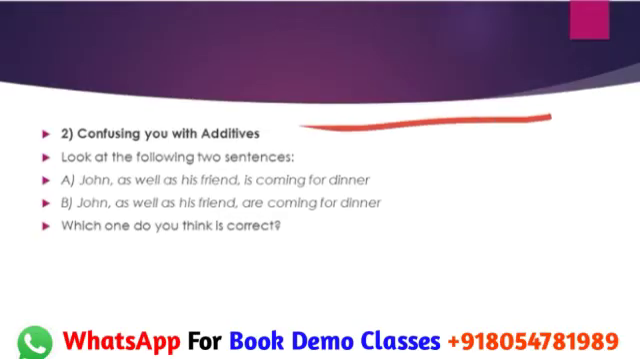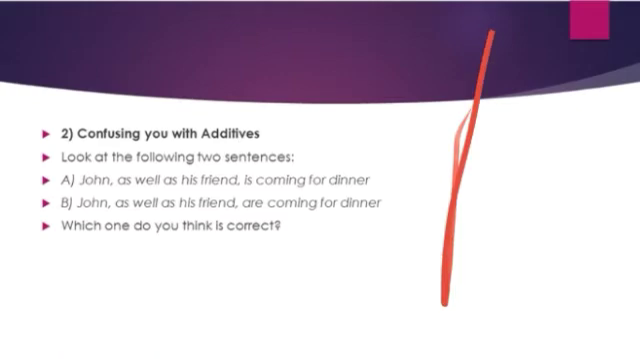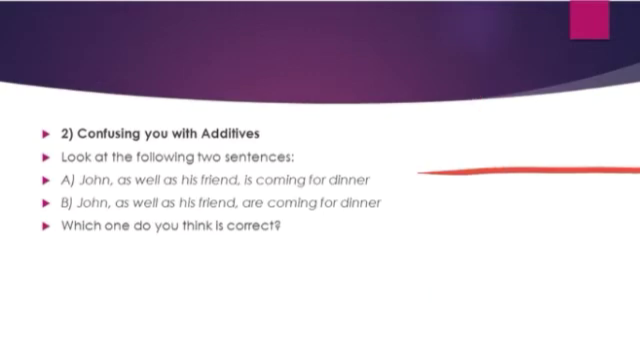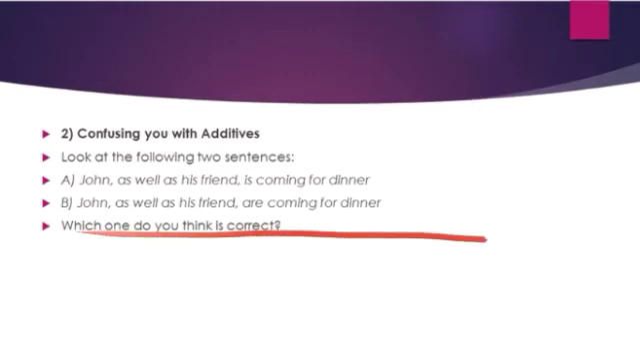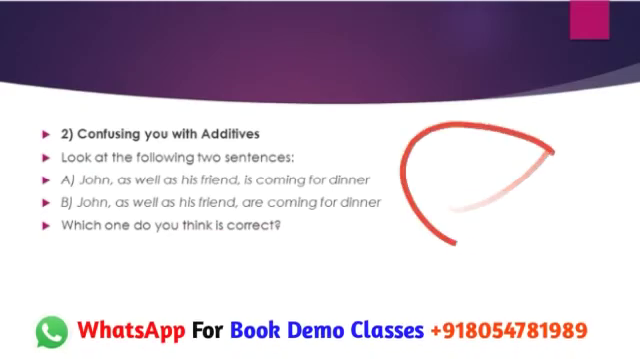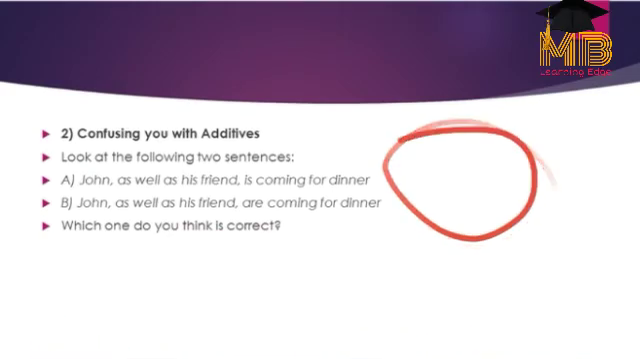Okay, next way they will do it is they will confuse you with additives. Just have a look at the example below and see which of them is correct. "John as well as his friend is coming for dinner," or "John as well as his friend are coming for dinner." Which of the following do you think is correct?